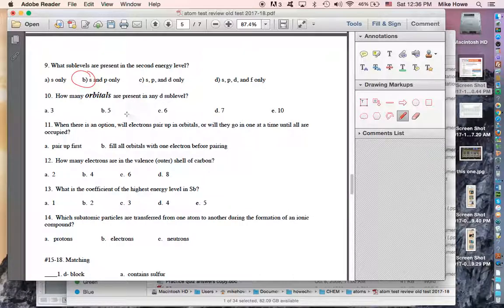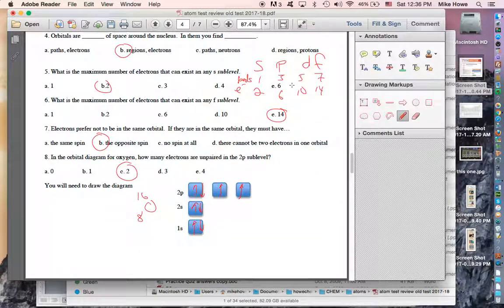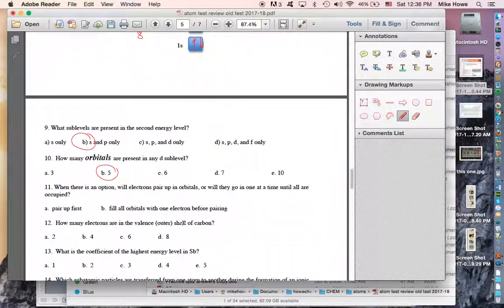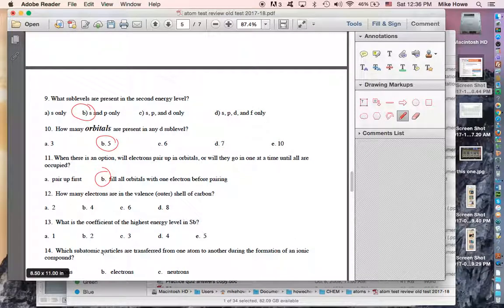The orbitals in a d sublevel: that was the one that had 5 beds in it. So right here, 5 beds. Now when there's an option, do they pair up or do they go one at a time? Well, they go in one at a time, as long as they can, so they don't have to be in the same orbital together because they repel each other. Number 12, how many electrons in the valence, the outer shell of carbon? Carbon has 6 electrons, so 1s2, 2s2, 2p2. The outer shell would be the second energy level, including the s and the p, so there would be 4 electrons.